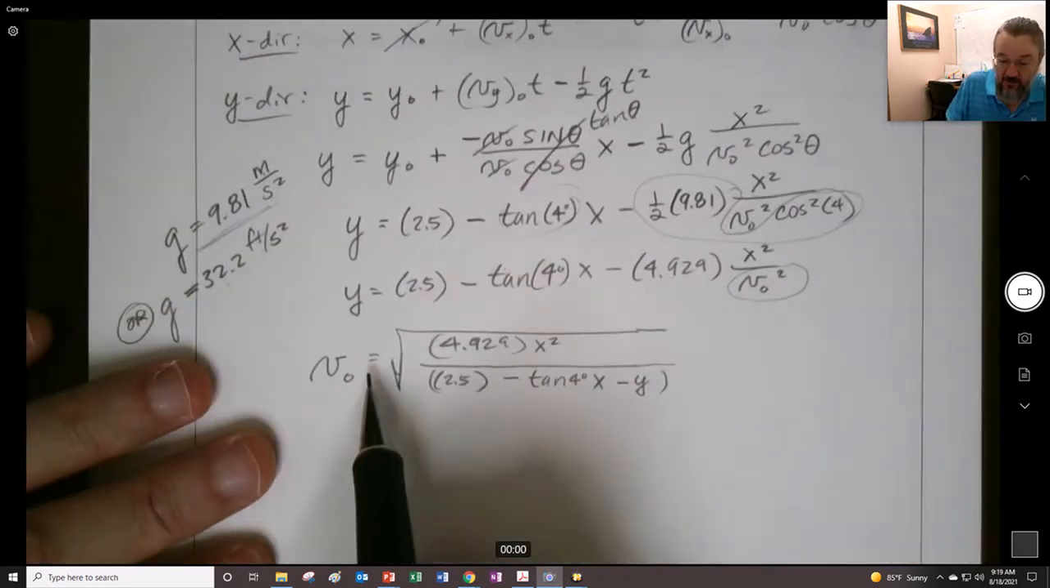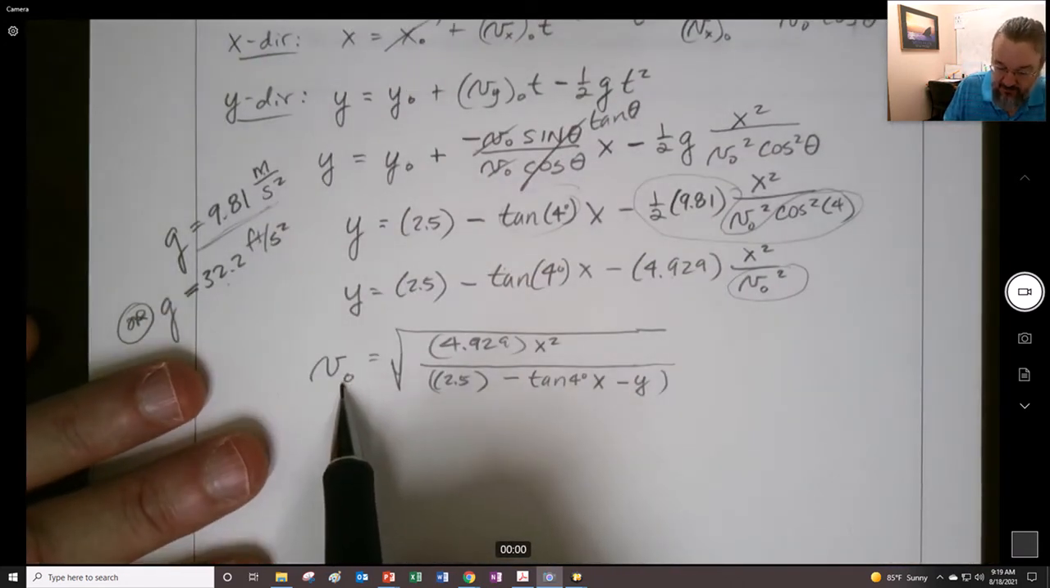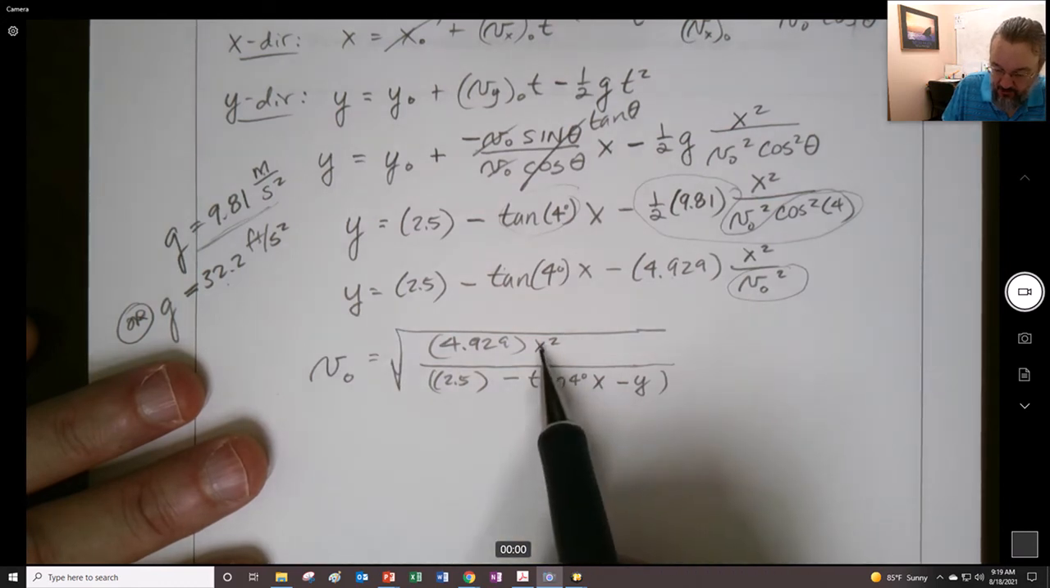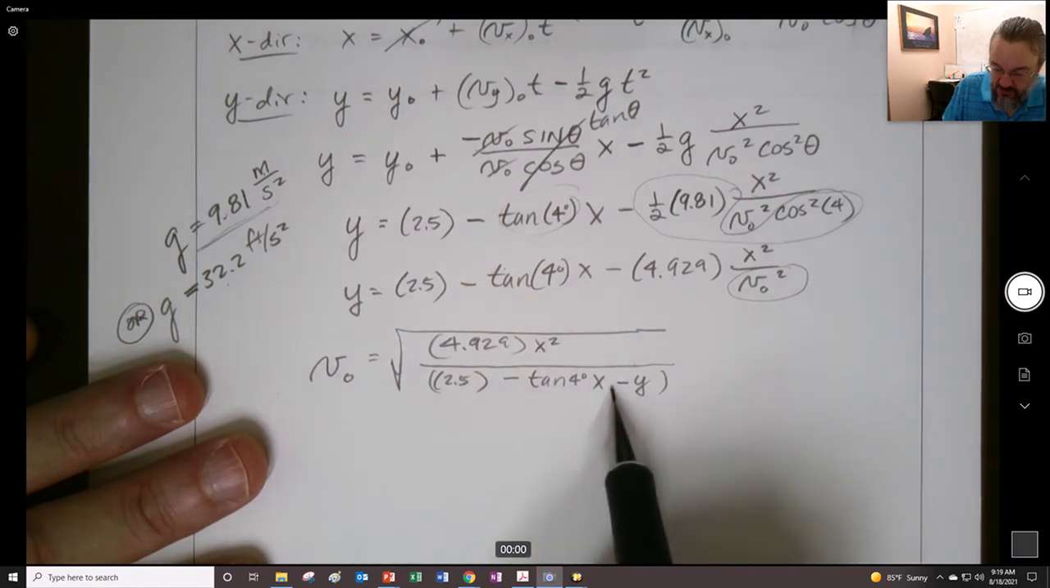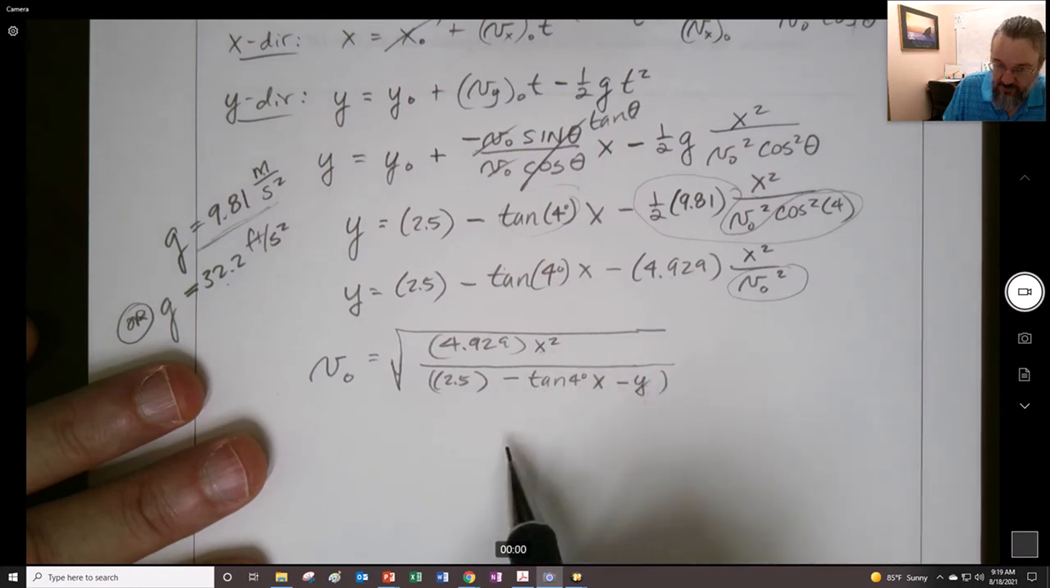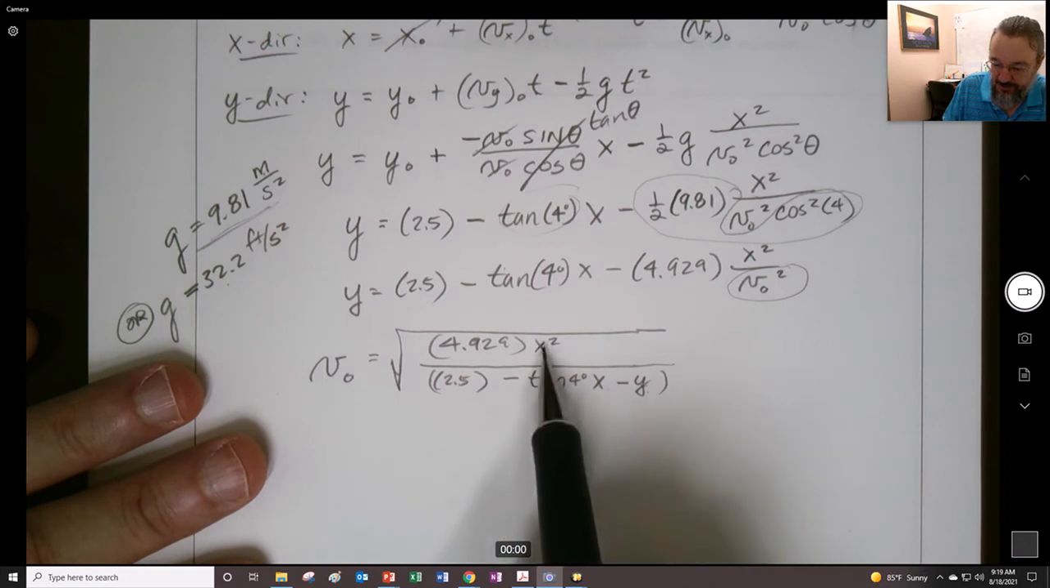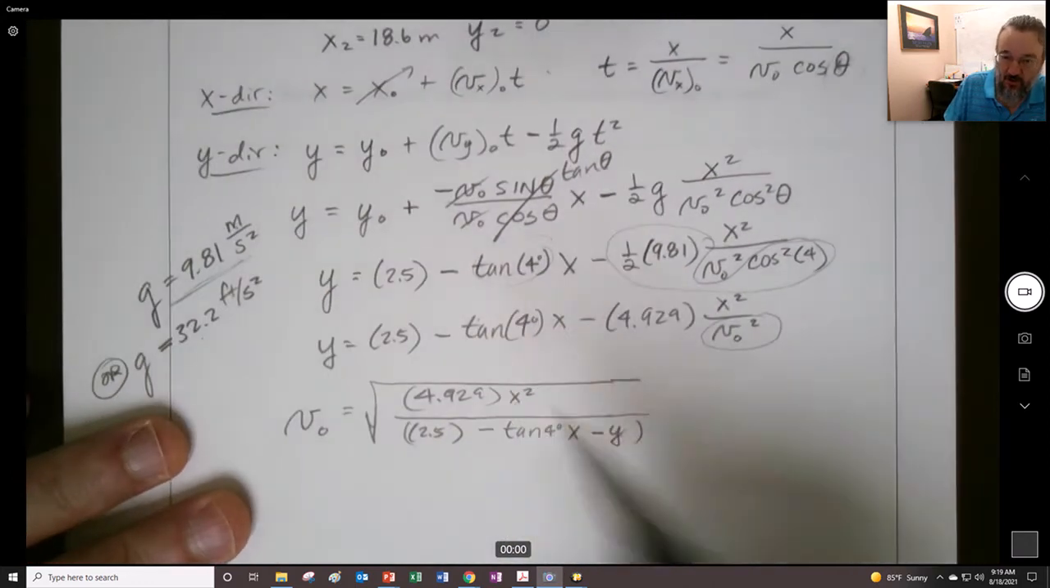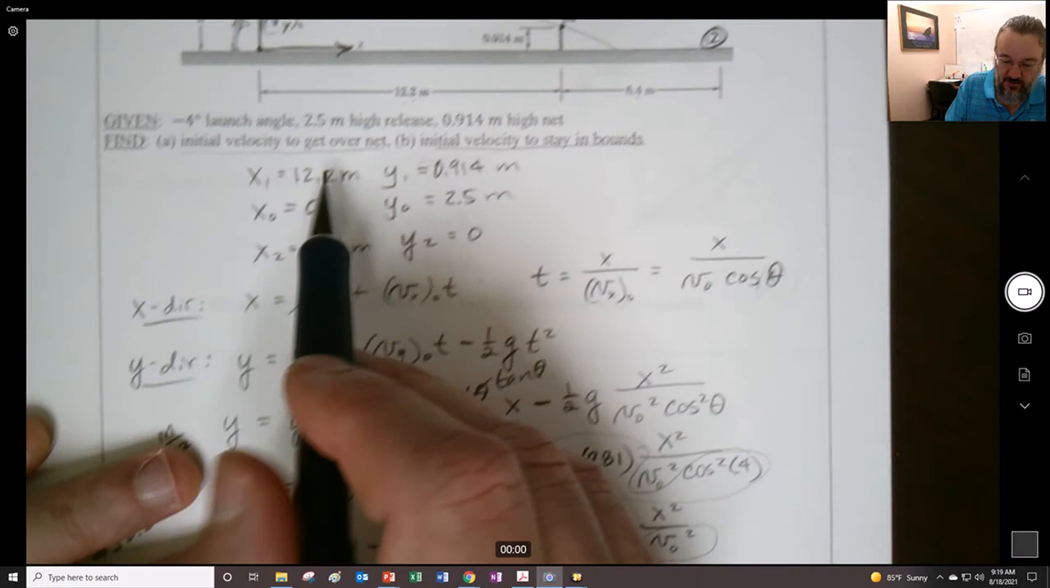Okay, so now we figure out what the velocity has to be, if we're given the parameters x and y, and x shows up in two spots here, and y, right? So this is really the initial velocity magnitude as a function of both x and y. All right, so we have two points that we have to deal with.